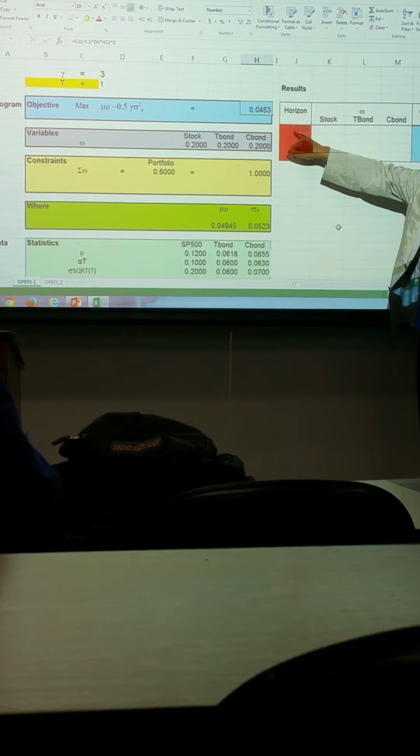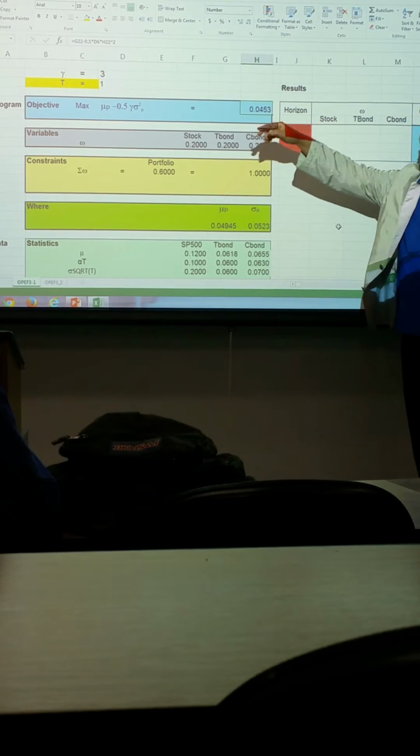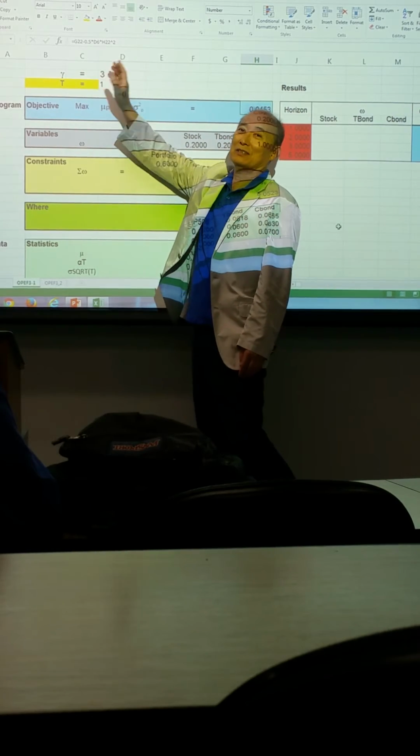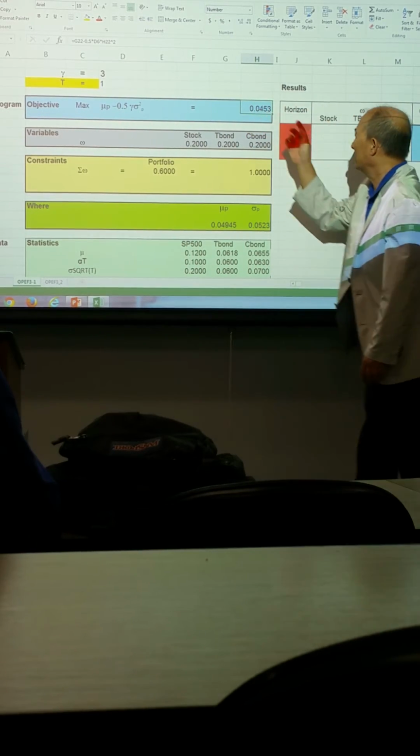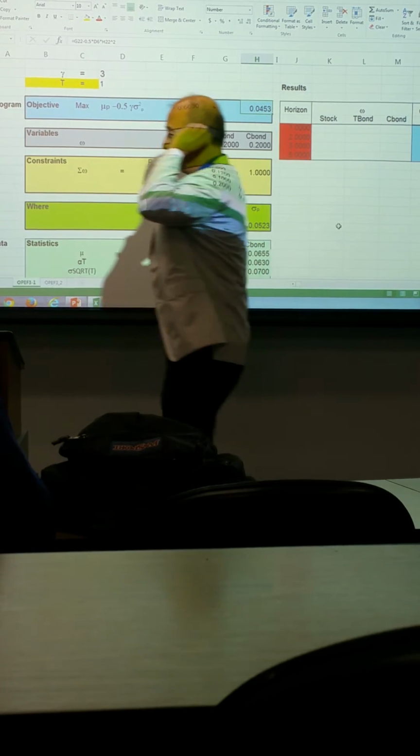You can see it there when the investment horizon is 1. When the investment horizon is 2, all you need to do is simply change this to 2 and then click solver, automatically solve it, and then copy that. Okay? Let's try that.